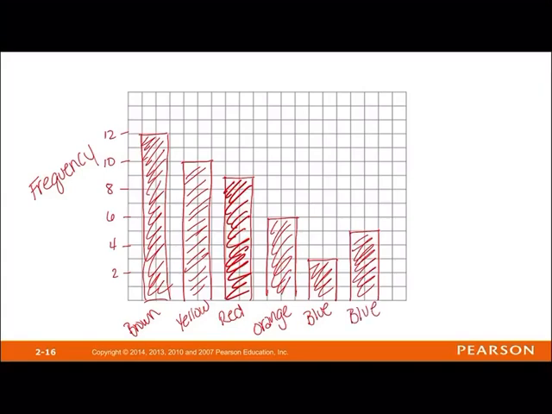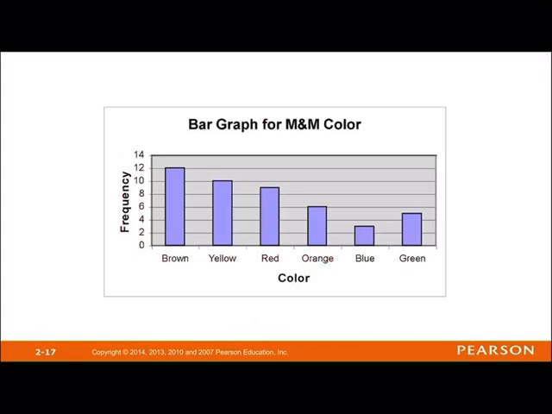So there is your frequency histogram. On the next slide, there is going to be a computer-generated one from Excel. If you put all that information into Excel, Excel can make a bar graph for you, and that is what it would look like. And you can see it looks pretty much exactly the same as the one that we just did.